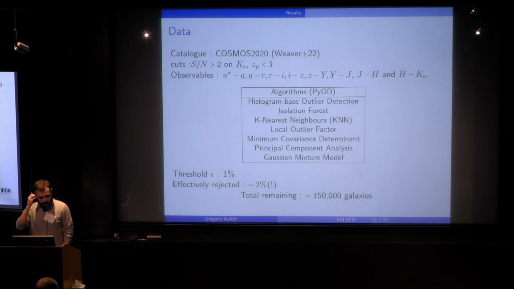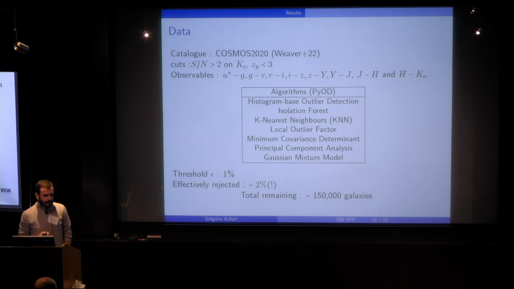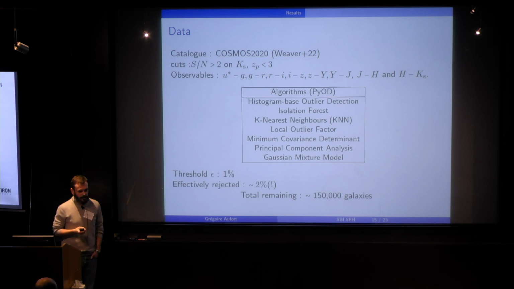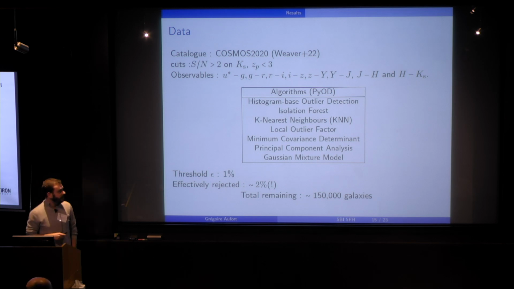And interestingly enough, on the observed data, given those cuts, I'm only rejecting 2% of the observed galaxies, which is quite impressive. So either my photometry is really not discriminative of my simulation process, possible, or Horizon AGN simulates photometry very well. I don't know. In total, I have a little more than 150,000 galaxies.